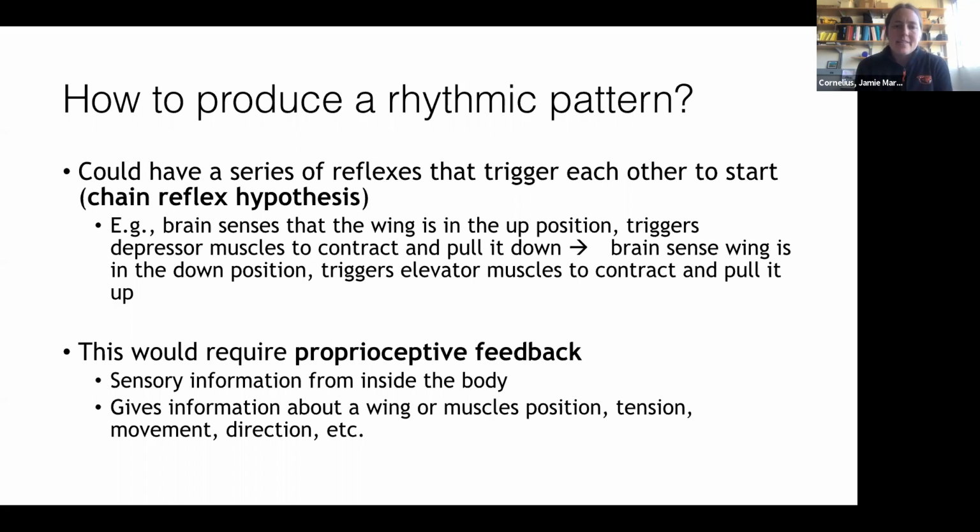If that were the case, you would need the ability to know the muscle positions and the wing position. So you need proprioceptive feedback. This is sensory information from inside the body, as I mentioned before, and it gives information about a wing or a muscle's position, tension, movement, or direction, etc.